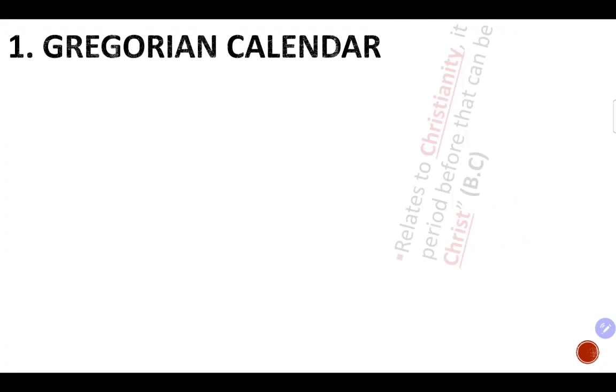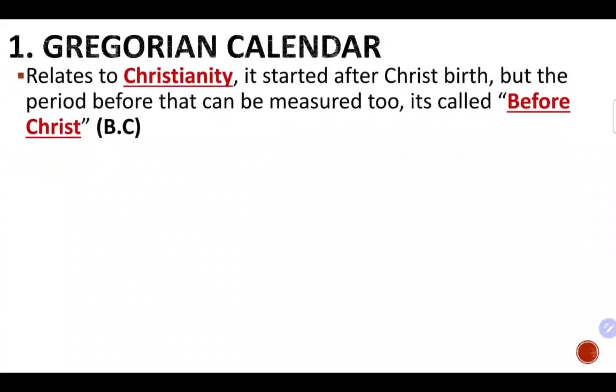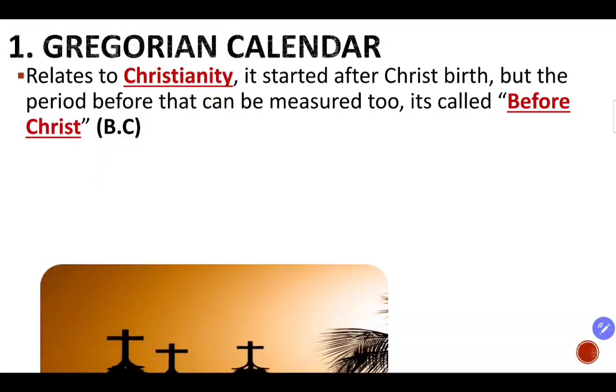The Gregorian calendar relates to, or originated from, Christianity. This calendar system started after Christ's birth. But the period before that can be measured too. They call it before Christ, or BC. This word BC is an abbreviation. The abbreviation of before Christ is BC. That is an example of an abbreviation.